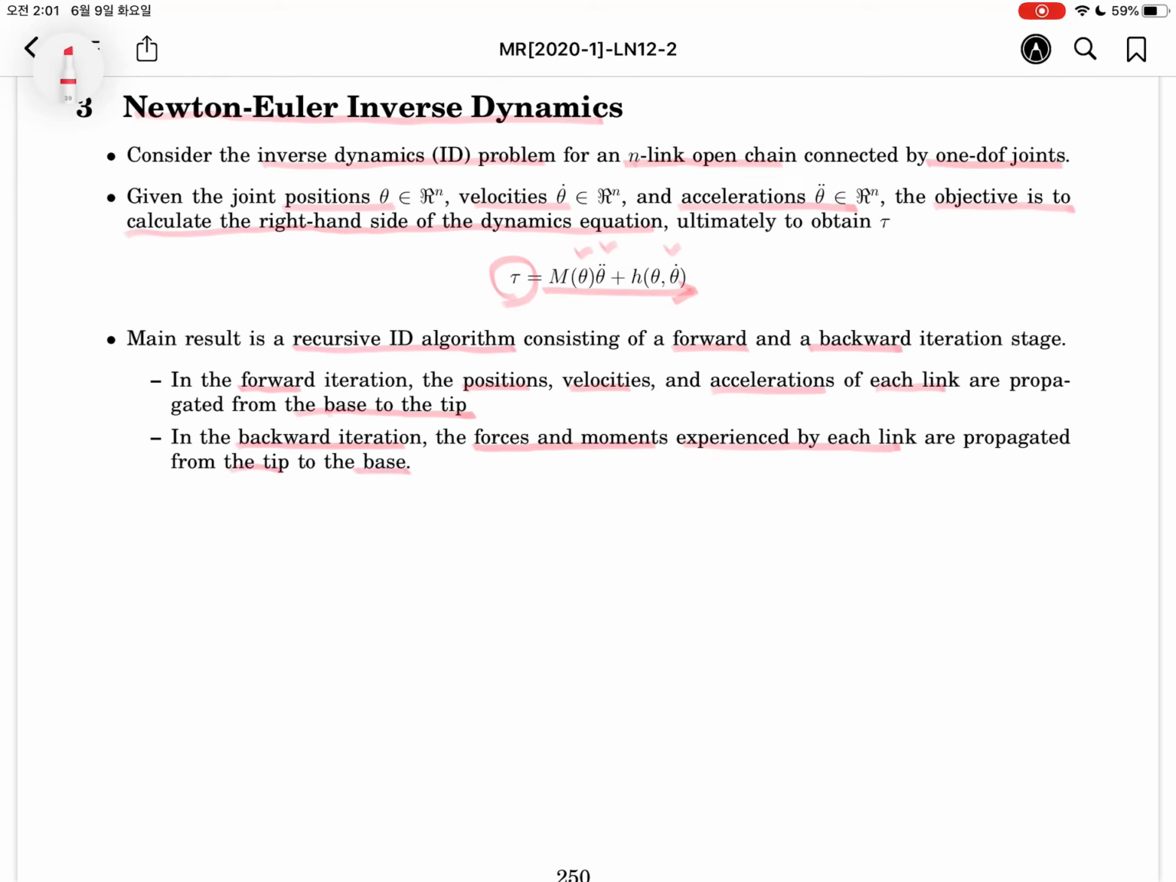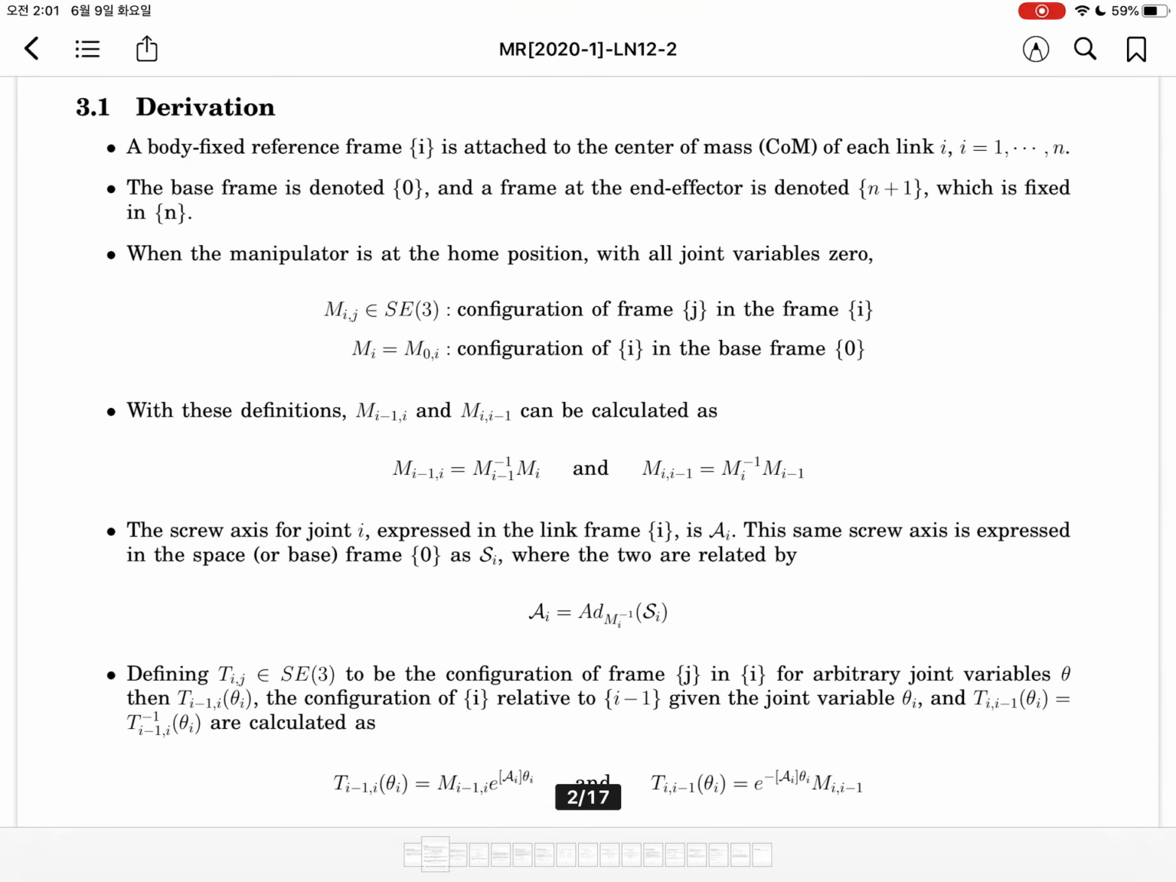So forward and backward will provide inertia and nonlinear terms of dynamics. And here's H. Okay, let's derive.